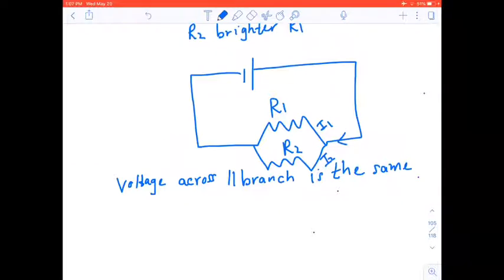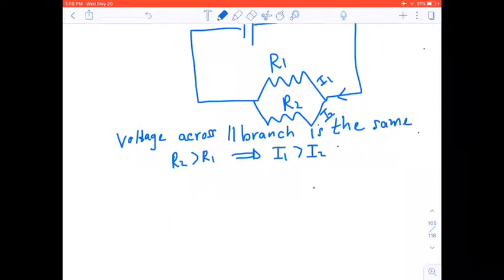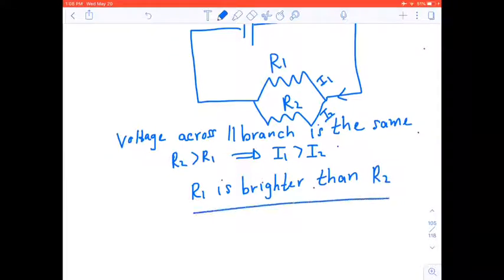Which would then mean, if we look at this here, and we know that R2 is greater than R1, which then implies what? If R2 is greater than R1, it would imply that R2 will have less current than I1, which implies that I1 is greater than I2, and there is the same voltage across both the resistors. And if that is the situation, we then say R1 is brighter than R2. There you go. Right?